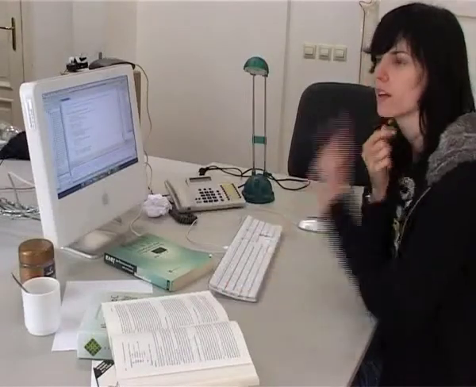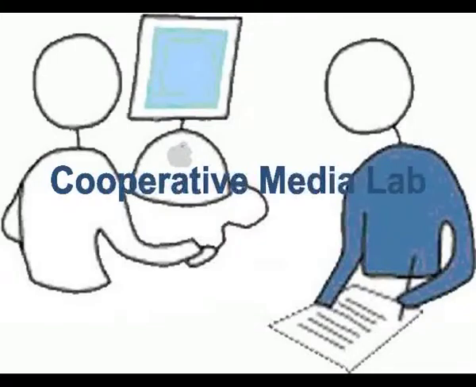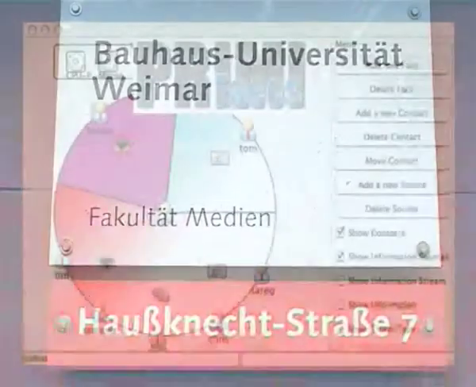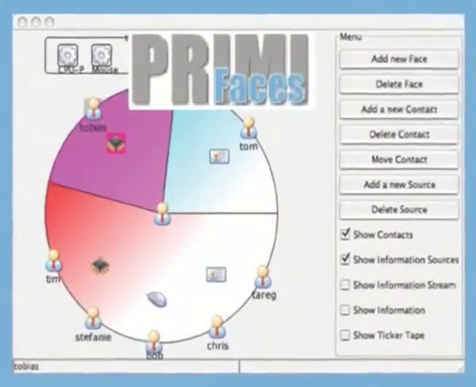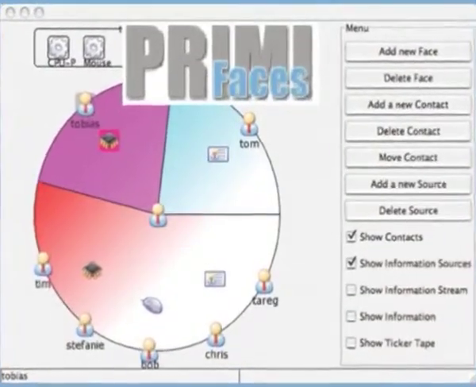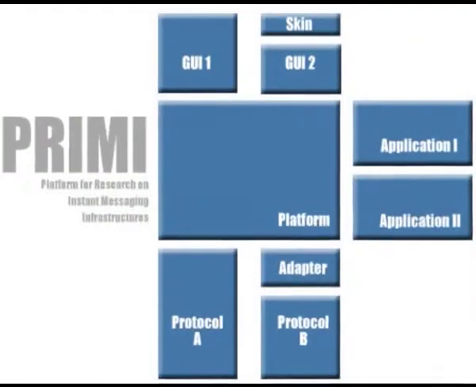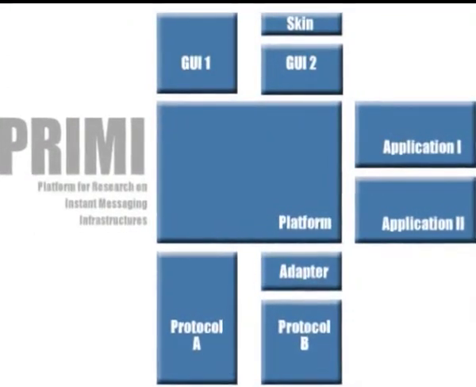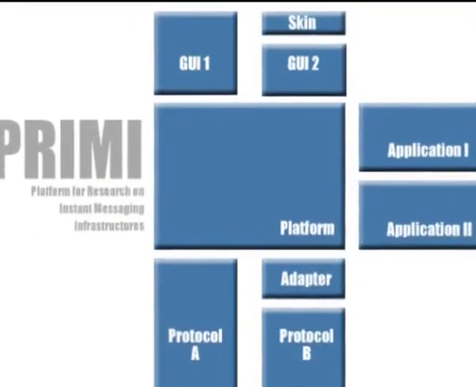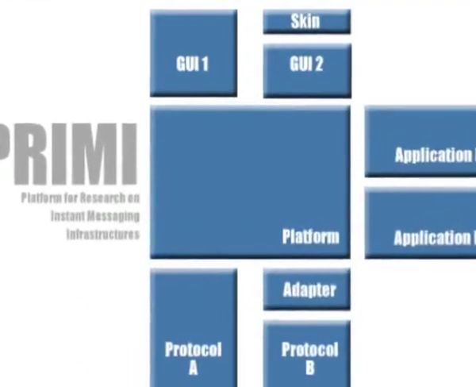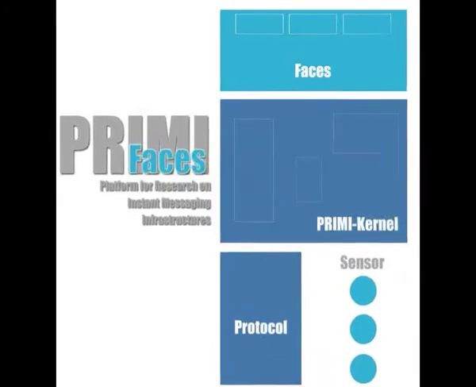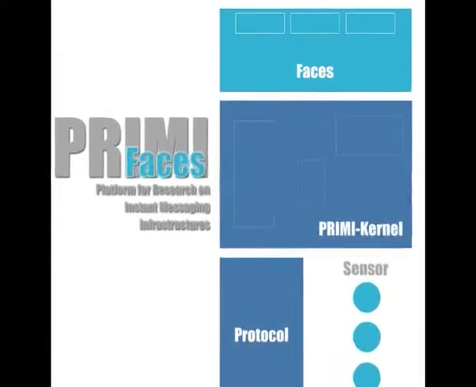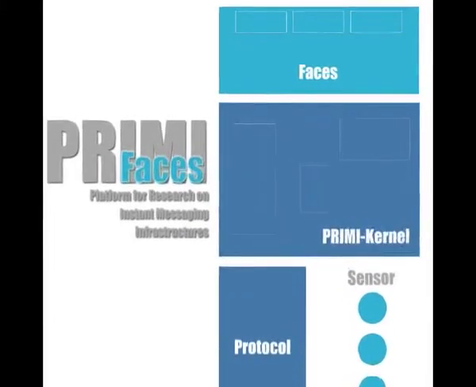a continuous cooperative workflow? Here at Cooperative Media Lab at the Bauhaus University in Weimar, we tried to find a solution for this problem. The result is PRIMIfaces. It is the third part in the PRIMI series that addresses the selective disclosure of personal and context-related information in a client-side approach. PRIMI stands for Platform for Research in Instant Messaging.